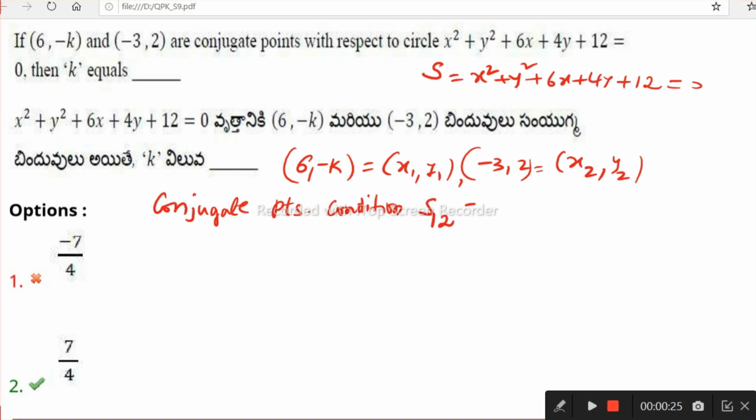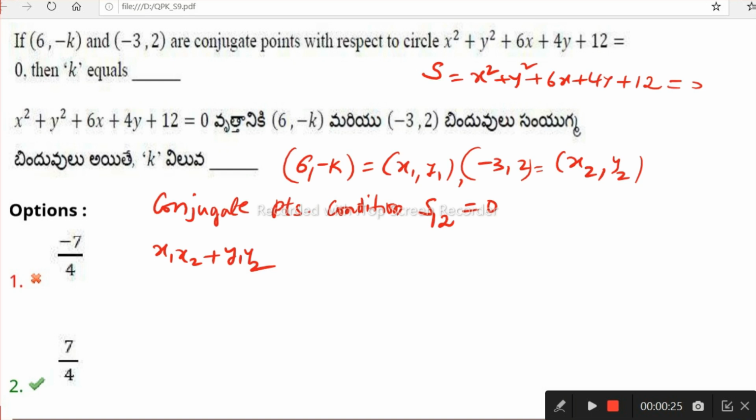S12 is equal to 0. How can you write S12? Simply, second degree terms like x square, y square: x square we can write x1 x2, y square we can write y1 y2. These are second degree terms. First degree terms are x and y.